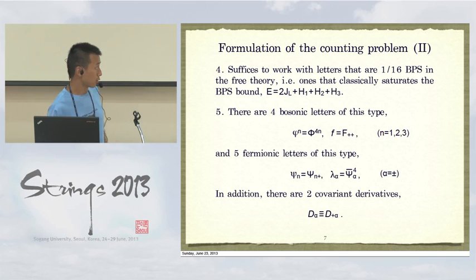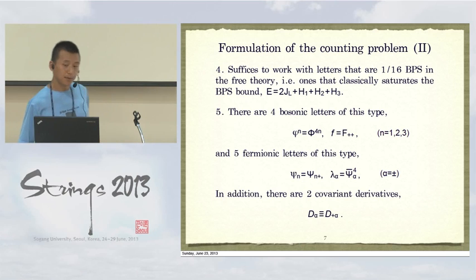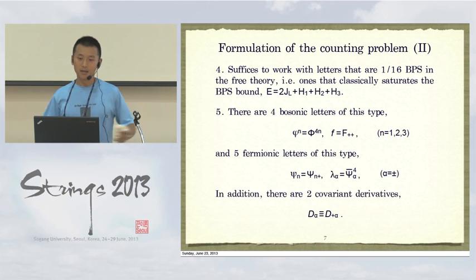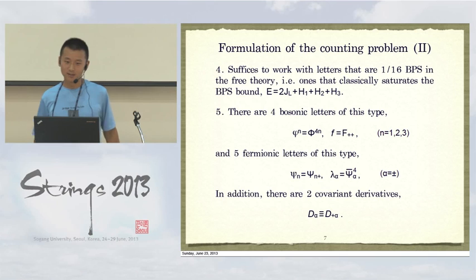Clearly, if you want to have a chance of writing down any local gauge invariant operator to be 1/16 BPS, you better use the letters that already saturate the bound. Otherwise, you can never obtain BPS states by multiplying these letters together.